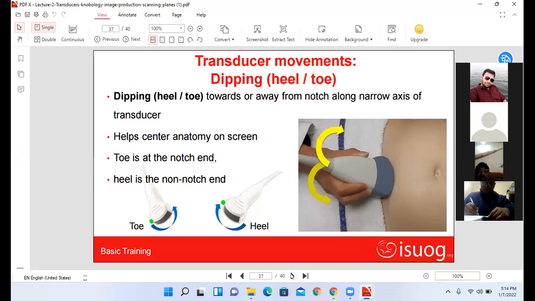So this is again the same thing, dipping towards and away from the notch. It helps center anatomy on the screen. Toe is at the notch end and heel is the non-notch end. Okay, next slide, please.